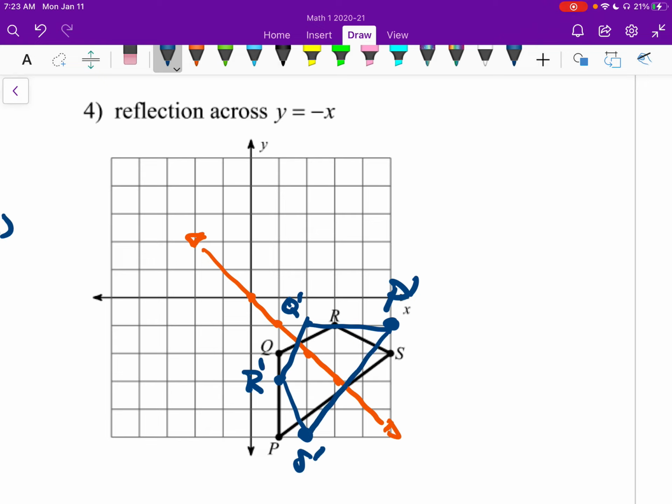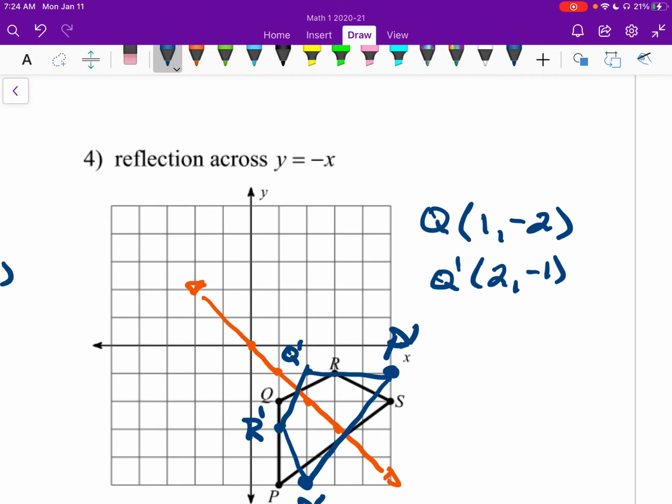And there's our new shape. Just like last time, I want to look at the actual points to find a little formula. Let's look at Q. The original Q is at 1, -2. The new Q, Q prime, is at 2, -1. Now this one's just a little bit harder to see, but it's actually going to be, if you have x, y, it goes to -y, -x.